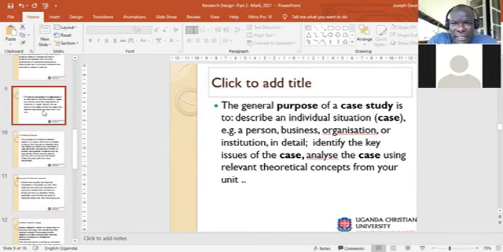So the general purpose of a case study is to describe the individual situation, the case, e.g. a person, business, organization, or an institution in detail. So you identify the key issues of the case, and then you analyze the case using relevant theoretical concepts from that unit or from your unit. Very, very important.